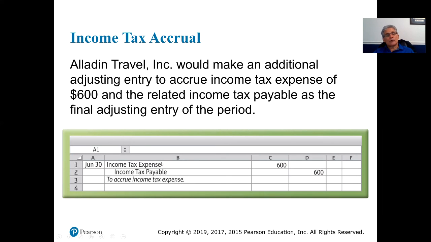So now that we know that we've made a little bit of money through Aladdin Travel, we can now recognize and understand that we have an income tax expense of $600. So we're going to make that adjusting entry as well at June 30th. So at June 30th, we're going to debit income tax expense for $600, and we're going to credit income tax payable for $600.